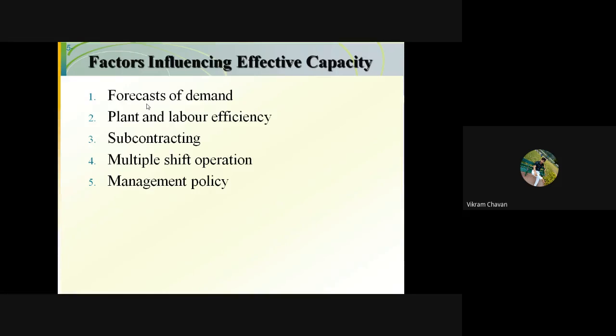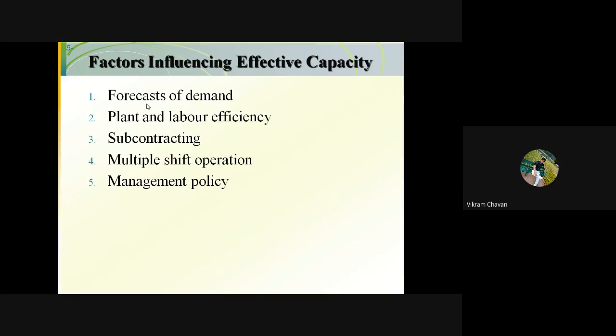The first factor is forecast of demand. The second factor is plant and labor efficiency. The third factor is subcontracting. The fourth factor is multiple shift operation, and the fifth factor is management policy. These five factors are there, and we will discuss them in detail in the next slides.